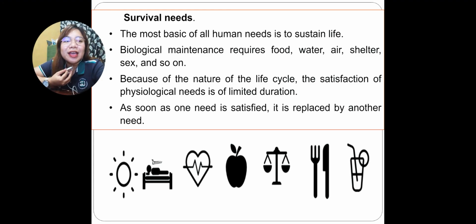Sleeping, okay? So, food, being healthy, those are all our survival needs. So, because the nature of life cycle, the satisfaction of physiological needs is of limited duration. Okay? It is only class with limited duration. Hindi na sila nga, pag nasatisfy mo ang food, never ka na dayon magutom. Okay? No. Okay? Magutom ka man Japon.